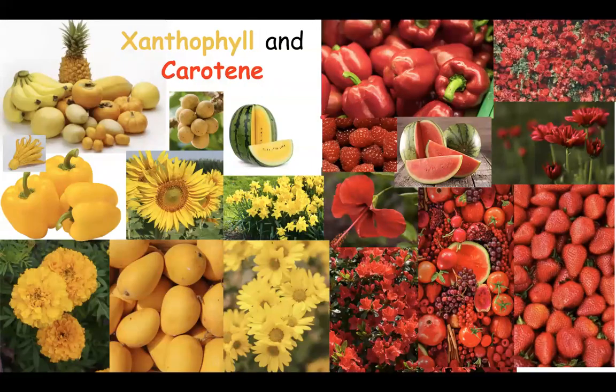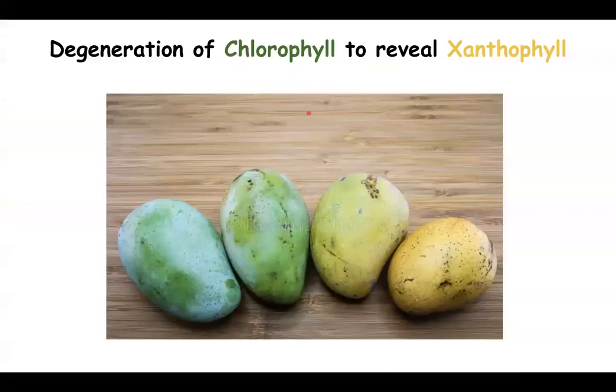But generally, these three pigments, the chlorophyll, xanthophyll, and carotene, are present together. If present together, the chlorophyll is a very strong pigment. It covers xanthophyll. Now, when ripening of fruits takes place, the degeneration of chlorophyll occurs, due to which the yellow colored xanthophyll starts becoming visible.